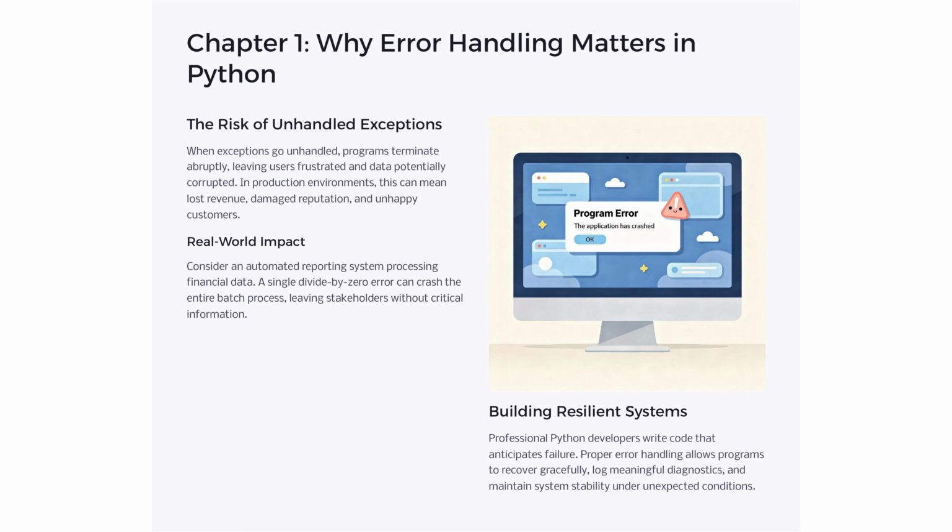Unhandled exceptions can abruptly terminate programs, risking data corruption and user frustration. In production, this leads to lost revenue and damaged reputations. For instance, a divide by zero error in financial reporting can halt processes, depriving stakeholders of vital data. Professional developers anticipate failures, ensuring systems recover gracefully and maintain stability.